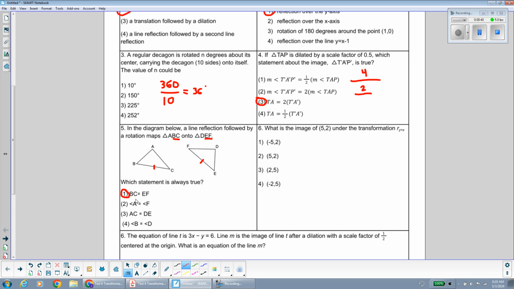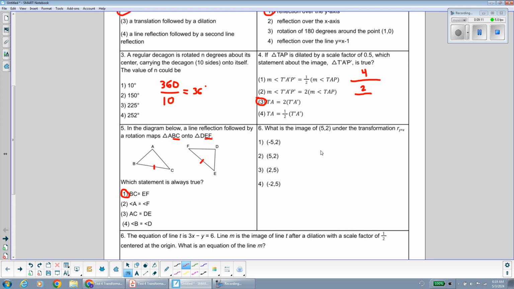Answer choice 2 is not correct because A does not match up to F. Angle A is here, angle F is here. Angle A matches up to angle D. Answer choice 3 is not correct because side AC and side DE don't correspond. Side AC corresponds to side DF. And same thing for number 4. Angle B doesn't correspond to angle D. Angle B corresponds to angle E.